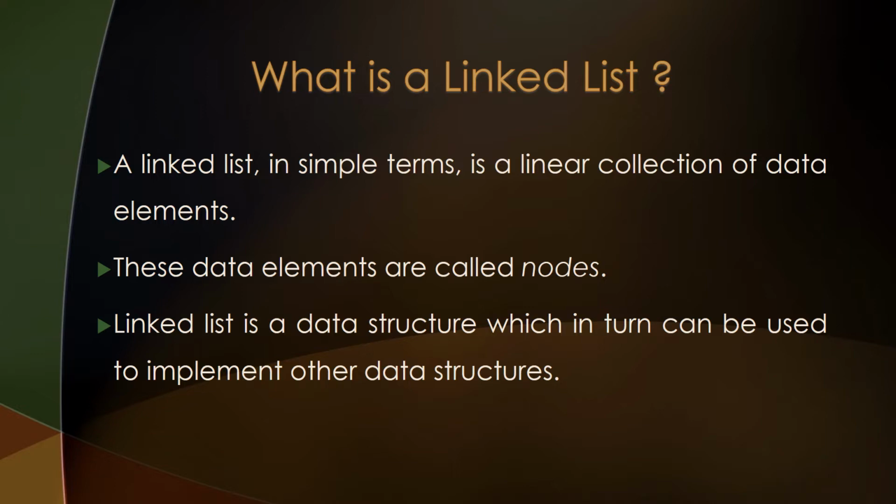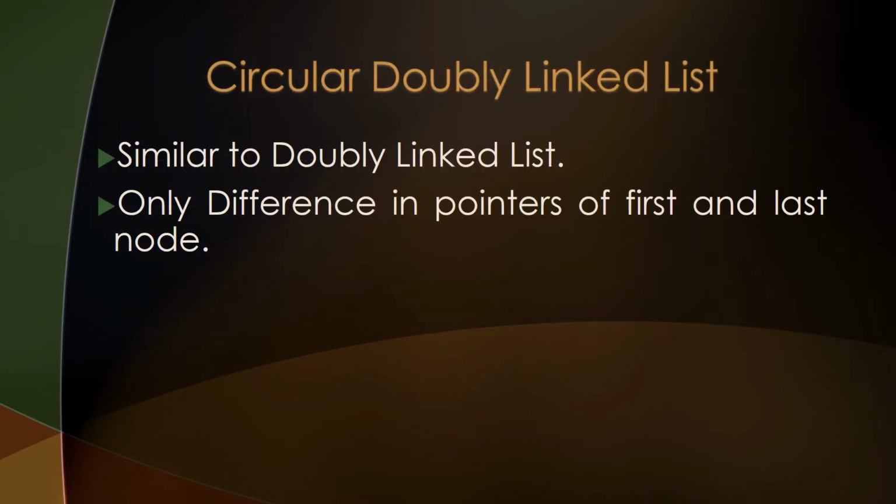So now let's begin with what is a circular doubly linked list. As I have stated, it is similar to a doubly linked list since it has two pointers pointing to the forward node in the linked list as well as to the backward node in the linked list. And the only difference is that the pointers of the first and last node will point to each other, same as a circular linked list.